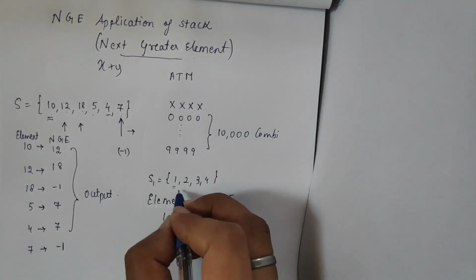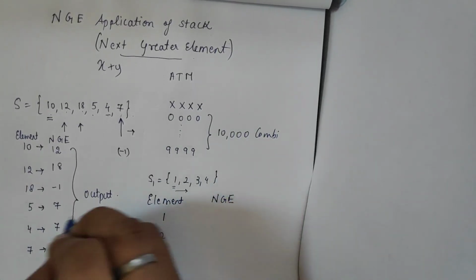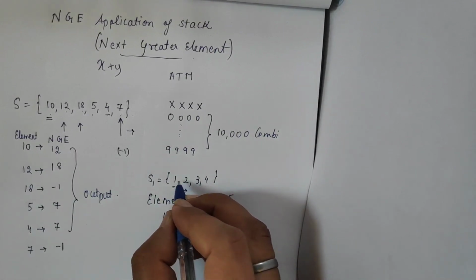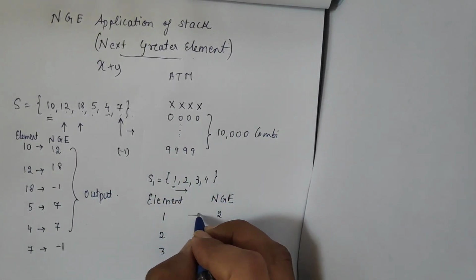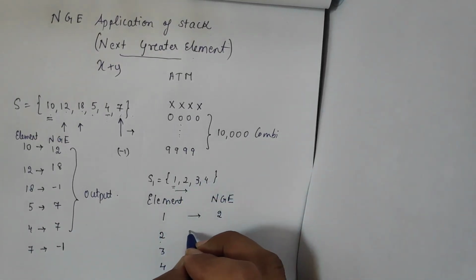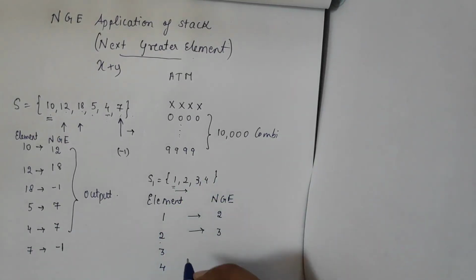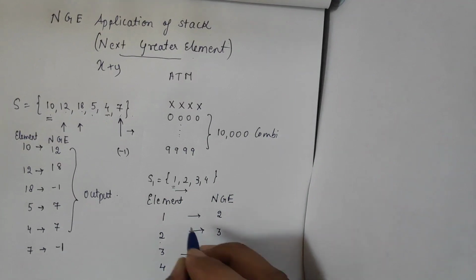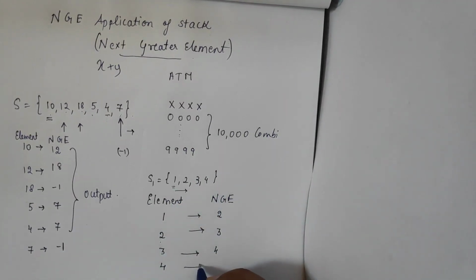So we start with 1, go on the right hand side. Remember, we don't look backwards. So 2 is greater than 1, so next greater element is 2. Then we check for 2, next is 3. So for 2, the next greater element is 3. For 3, the next greater element is 4, and for 4, the next greater element is -1. So I hope the problem statement is clear as of now, right?